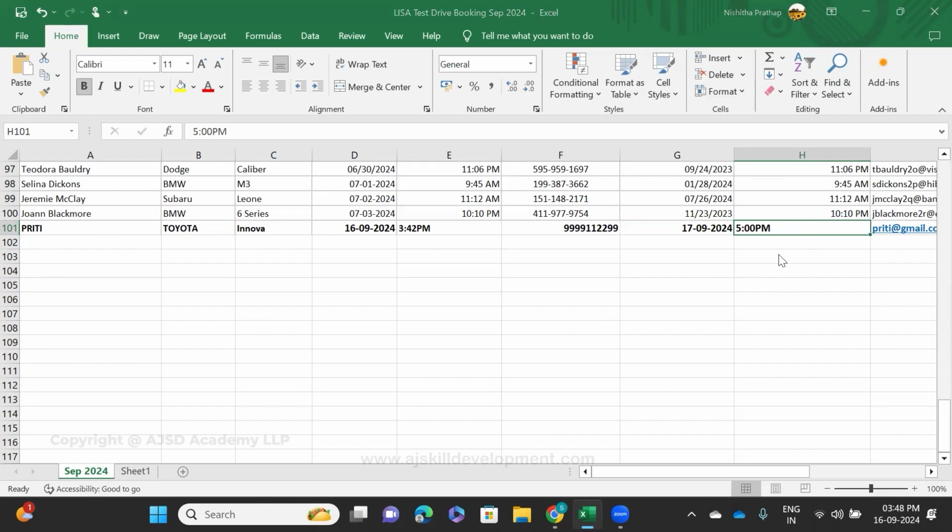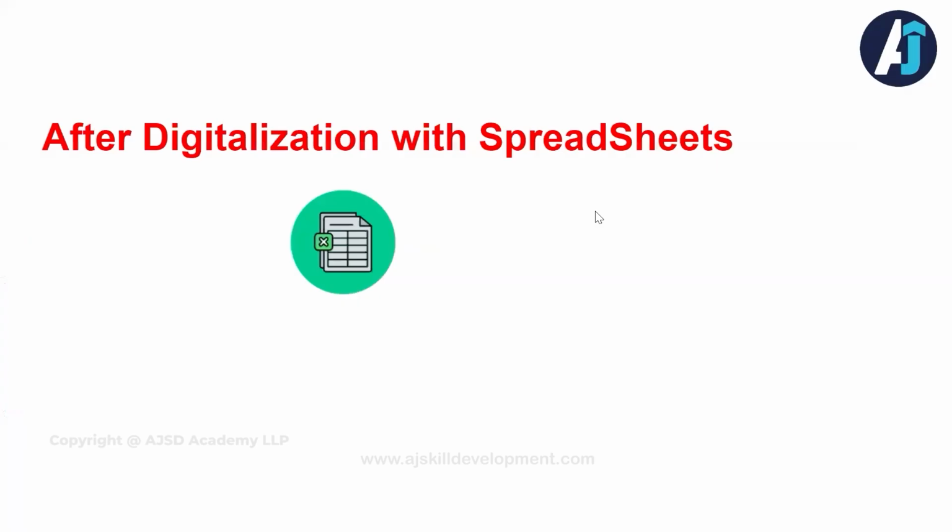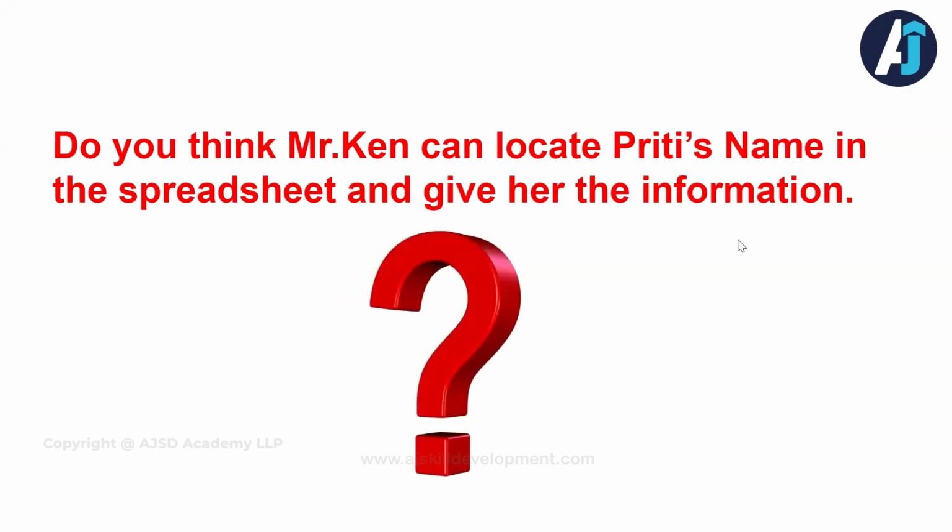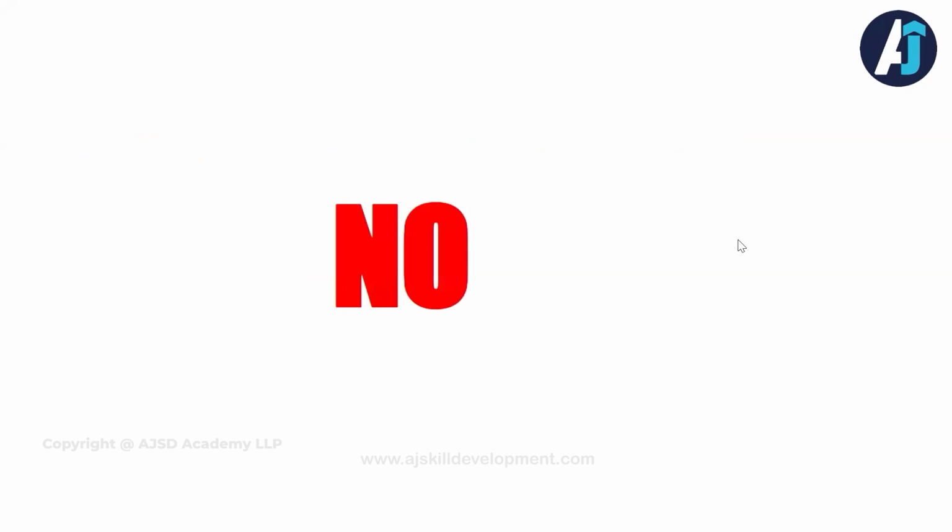So on that day, unfortunately, if Lisa is off, what happens? Will Ken be able to locate Preeti's data from the spreadsheet? Do you think he will be able to locate her data from the spreadsheets? Okay, so the answer is going to be no. Why? Because we are going to see the con of spreadsheets now. Okay, we are going to see why it is no.